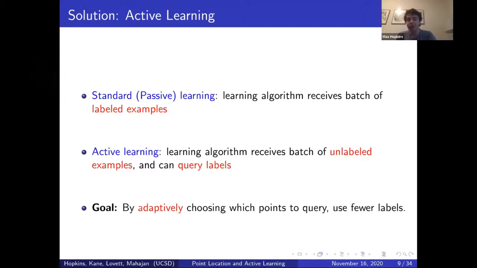The active learning model, on the other hand, the learner will receive a big batch of unlabeled examples, more like what you'd have access to today, along with an oracle, like a human annotator, that it can query to get labels for these examples. And the goal here is that by cleverly, adaptively picking points to send to the oracle, you can end up using many fewer labels to still learn all your points or get enough to run whatever your desired algorithm is.